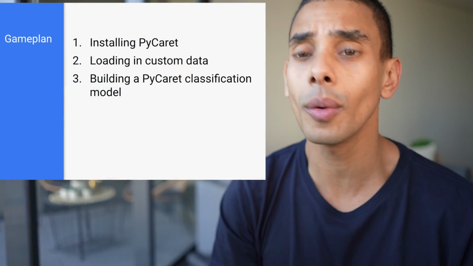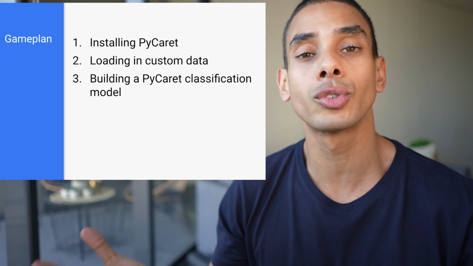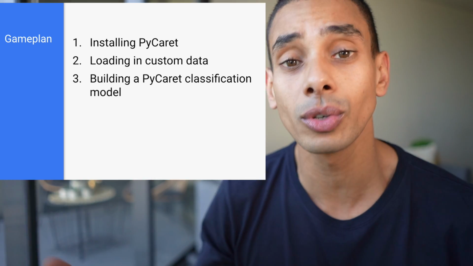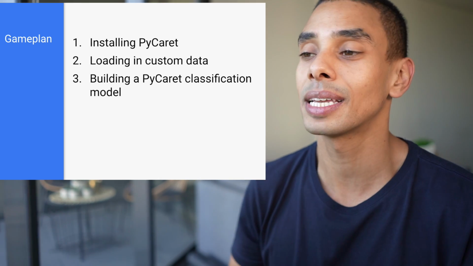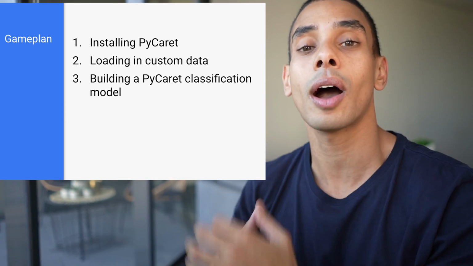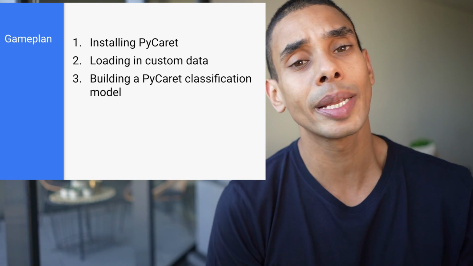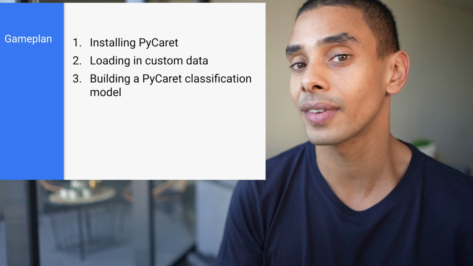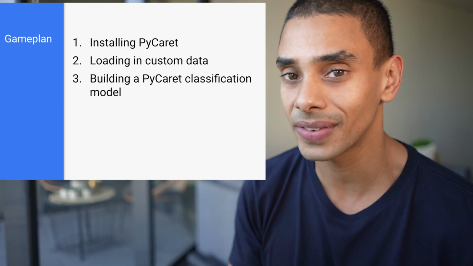So first up, what we're going to be doing is we're going to be installing the PyCaret library. And then what we're going to do is load up some custom data from Kaggle. So we'll specifically be using a heart disease data set. So predicting whether or not a particular person does or doesn't have heart disease. So in this case, it's a binary classification problem. And then what we're going to be doing is using the PyCaret classification classes to be able to go and build up an automated classification model.